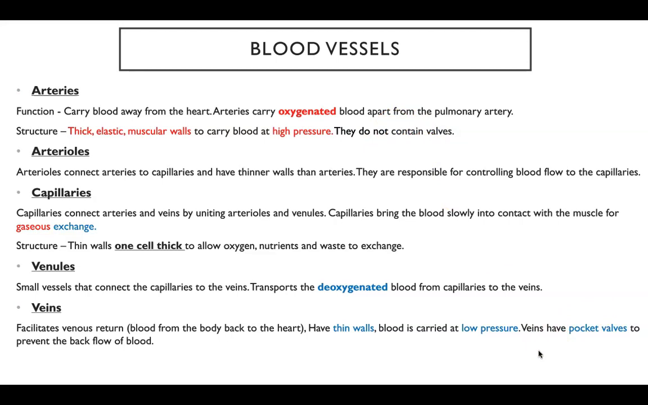What I need from you is all of this information will be on the right hand side of your Cornell Notes. On the left hand side will be your question. So for example, your question may be, which blood vessel carries blood away from the heart, has thick elastic muscular walls and carries blood at high pressure? Your answer is arteries. So forth all the way down until you've done arteries, arterioles, capillaries, venules and veins.